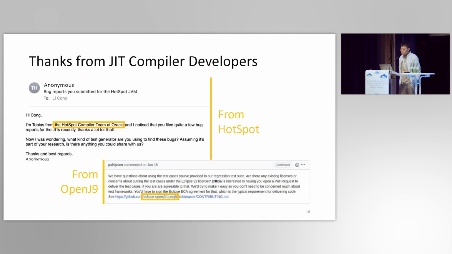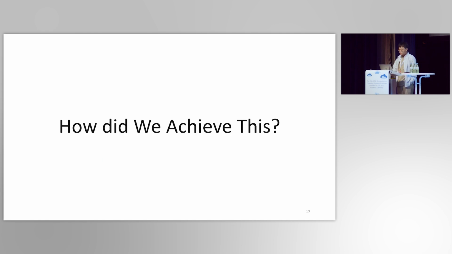And we also received many feedbacks from the JIT compiler teams of both HotSpot and OpenJ9. So how do we achieve this?